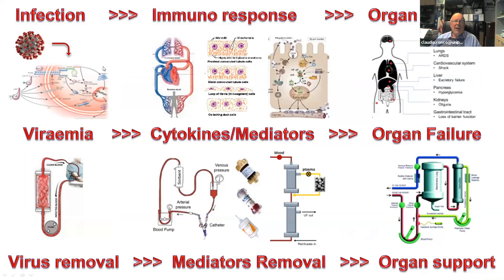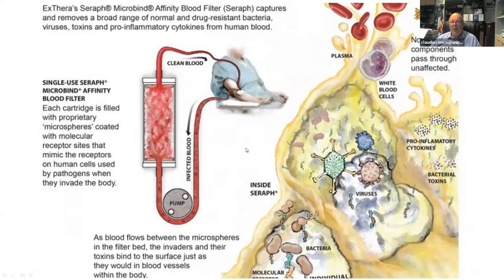So when you have infection by virus, you have the immune response dysregulated and organ damage. You may have viremia, you may have cytokines and organ failure. At this point, the steps could be try to remove the virus, try to remove the mediators, try to support the organs. Removing the virus has been used in case of Ebola infection, but for this virus, viremia seems to be very low. The virus seems to stay at the level of the pulmonary receptors, and therefore this mechanism has not been considered quite efficient.